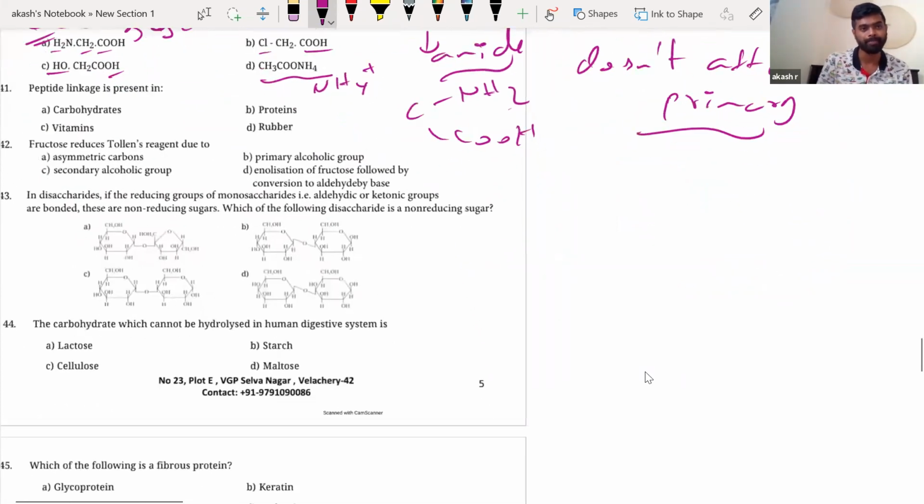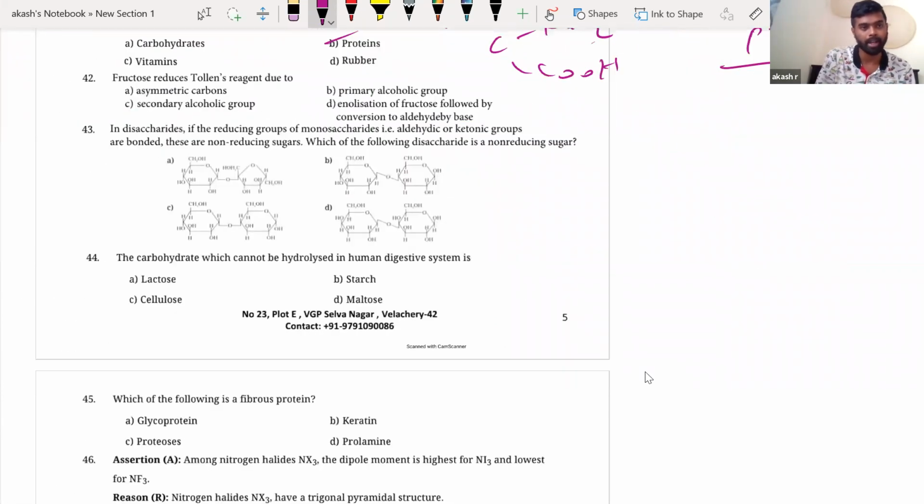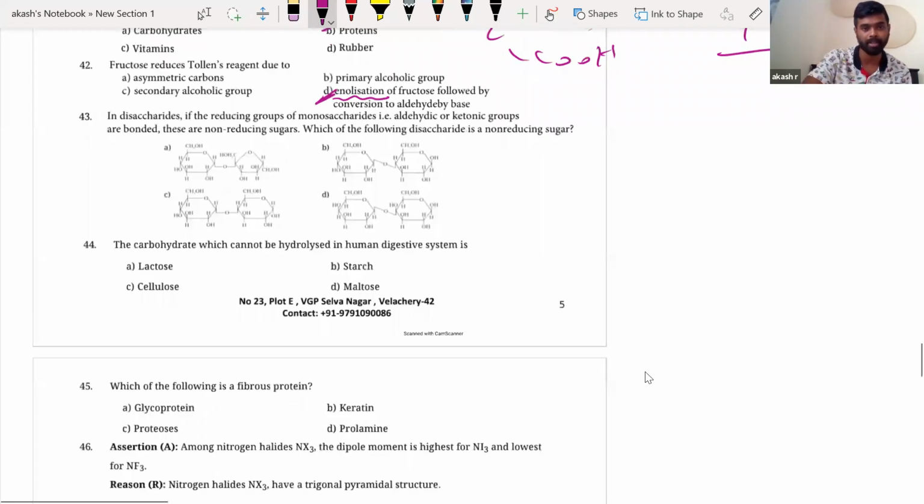Next. I asked them to remove this also. Okay. Fructose reduces Tollens reagent due to what? Okay. I will teach you some other day. So it is because of enolization of fructose. You don't even know what is enolization. That is why I'm not teaching this. Okay. You don't even know what is enolization, but the correct answer is D. Okay. Fructose, generally Tollens test is given only by aldehyde. Okay. Fructose has a ketone. Okay. But somehow the ketone is also giving me a Tollens test. Sorry, in case of fructose. Okay. Next.